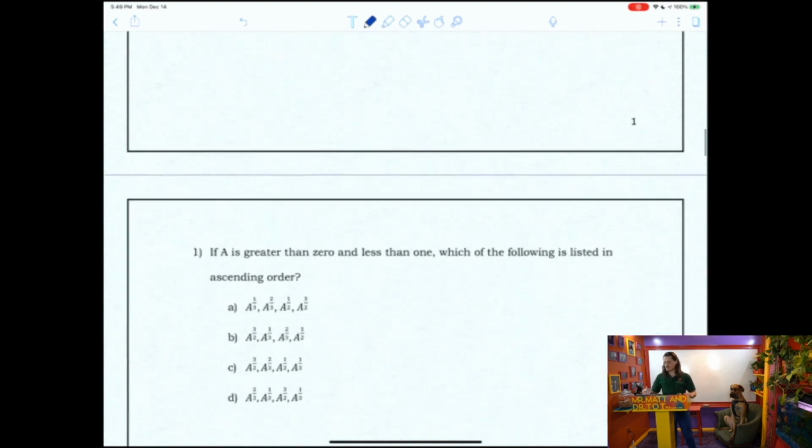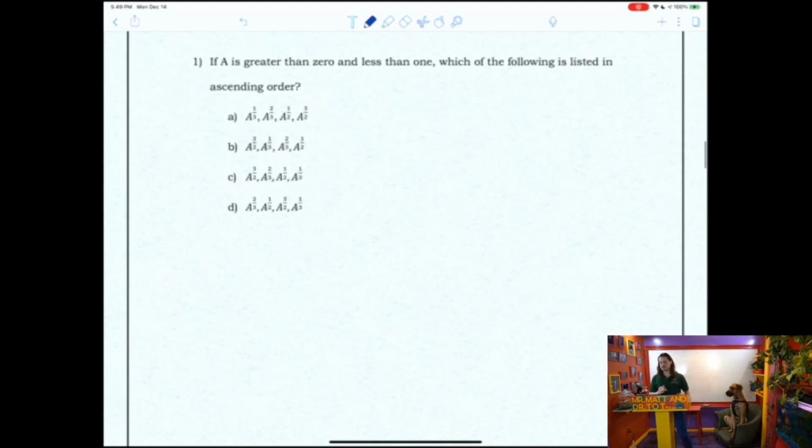I recommend that you pause the video after we read the question aloud together, attempt it yourself, and then unpause the video to watch the solution. So question number 1 asks, if A is greater than 0 and less than 1, which of the following is listed in ascending order? We have A to the 1/3, A to the 2/3, A to the 1/2, and A to the 3/2 powers. Take a few moments and solve that problem, please.